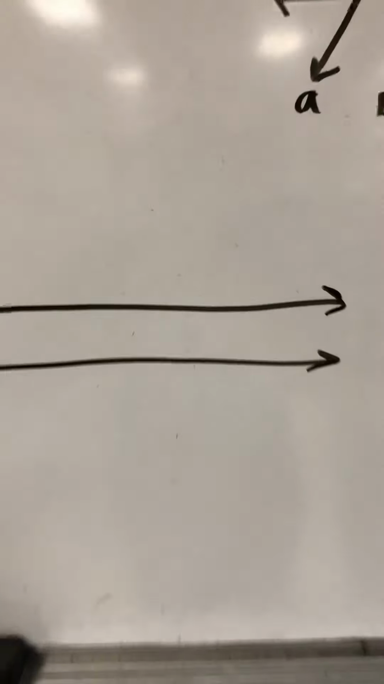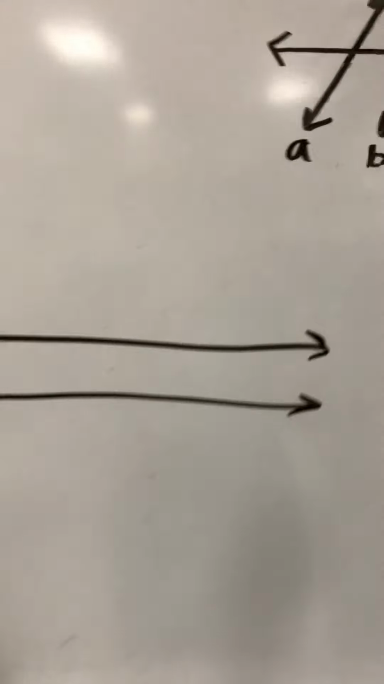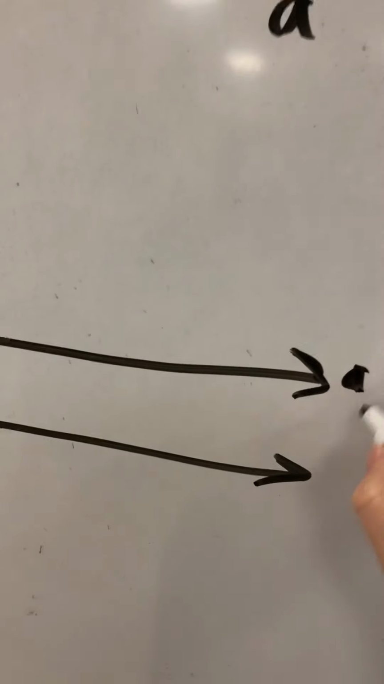Now, what we need to know, let me draw some parallel lines with a transversal going through them. Okay, here I have my parallel lines. I'm going to label these lines.